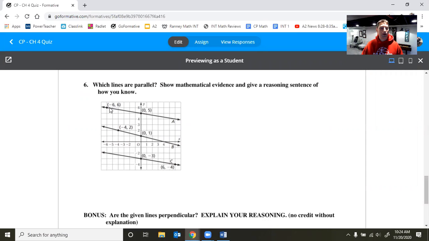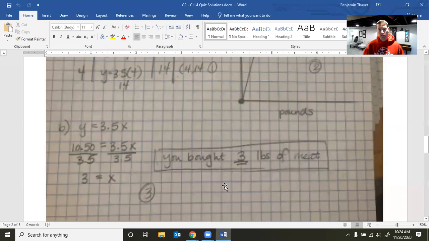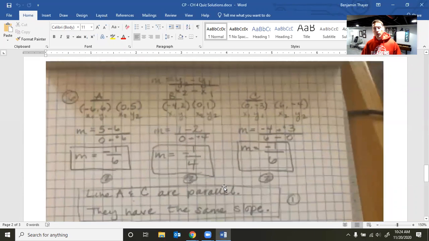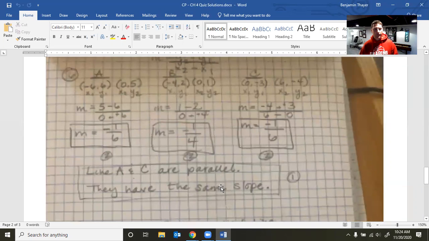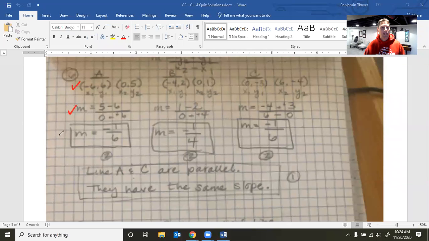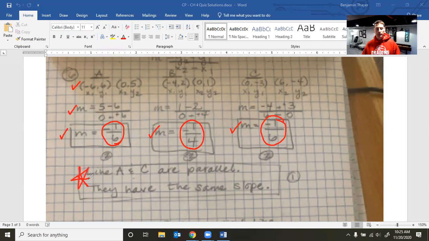So you could draw on the graph and copy it down and show me the vertical and horizontal change. Or, as you'll see demonstrated here, you can use the slope equation for all three of these lines. So by plugging the points into the slope equation, as you can see here, I got a slope of -1/6 for A, -1/4 for line B, and -1/6 for line C, making A and C the same slope, and therefore A and C are parallel to each other. So I needed to see your slope work here.